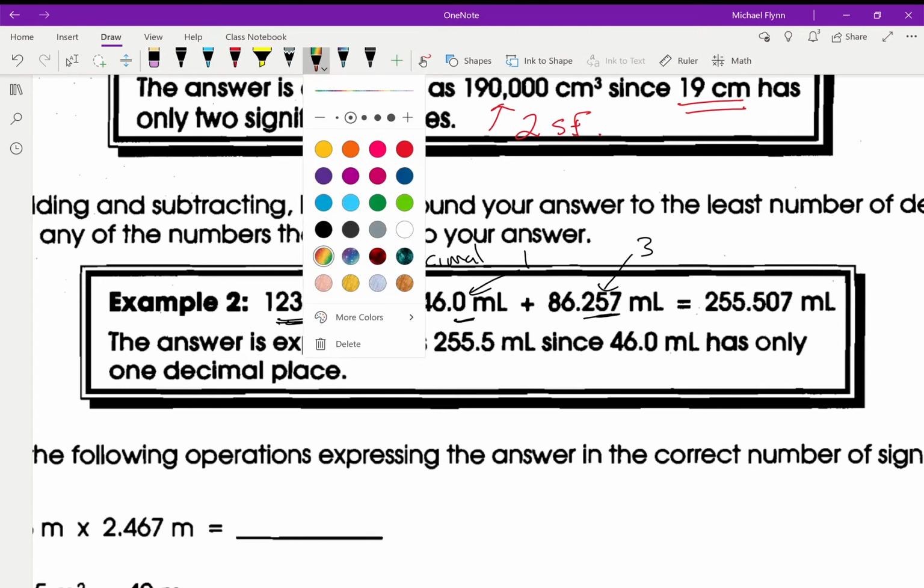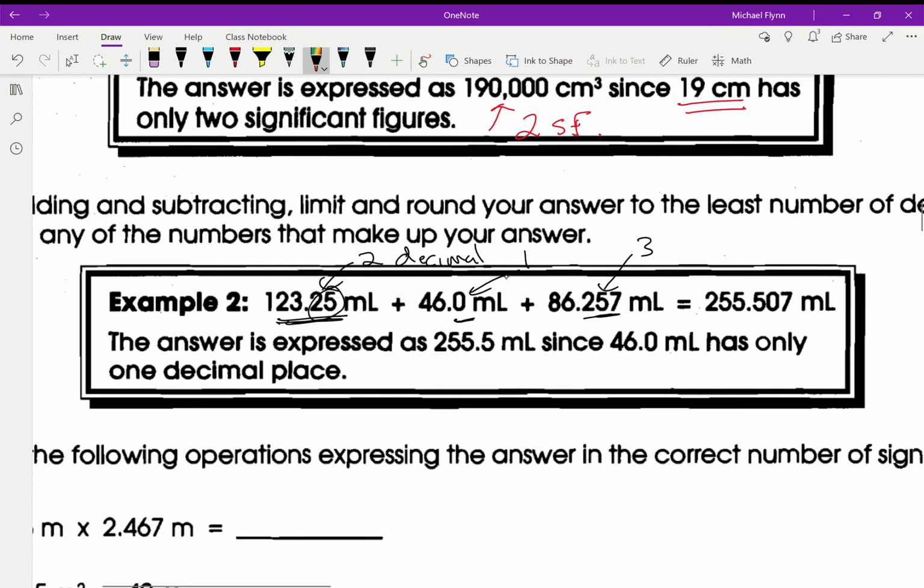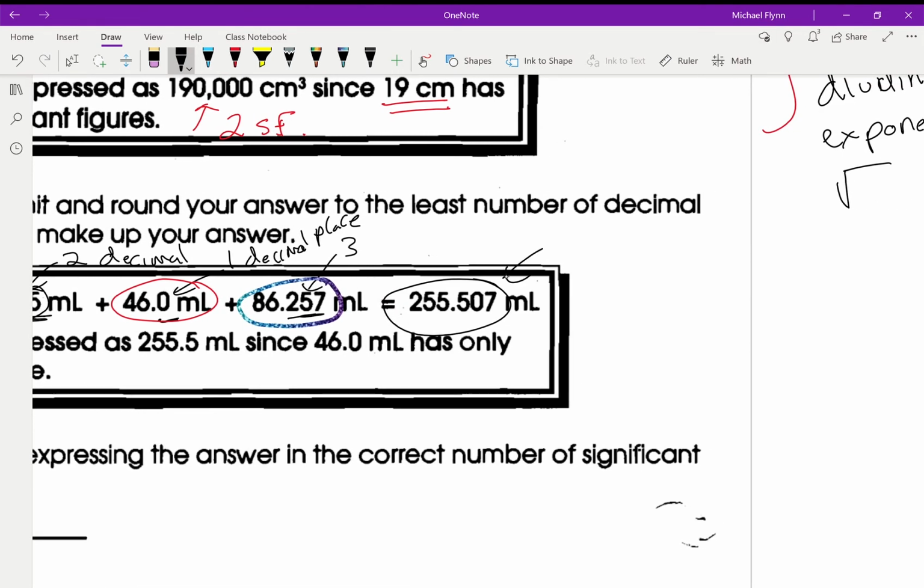So let me circle it for you. This one here is the most precise, but this one here, which I'll circle in red, is the least precise number. See, one of them was measured to 3 decimal places, but this one's only measured to 1. So that's 1 decimal place. And therefore my answer, which has 3 decimal places, I must round to 1.